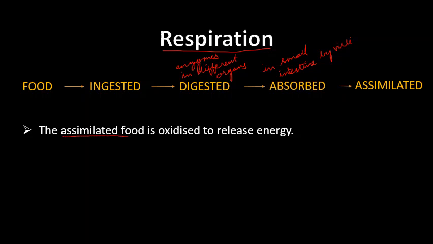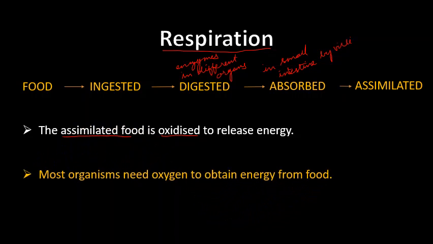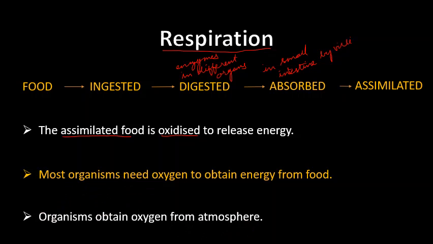This assimilated food is holding energy. That energy has to be released by oxidation of food. For oxidation, we need oxygen. So most organisms need oxygen to obtain energy from food. How do these organisms obtain oxygen? They obtain oxygen from the atmosphere.